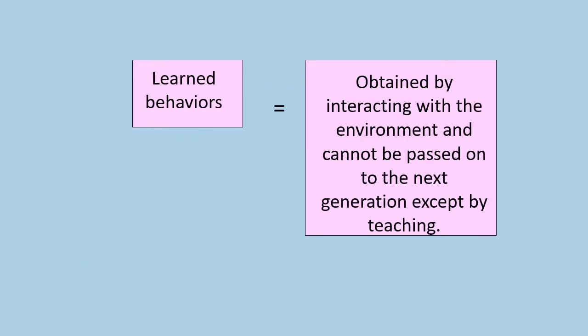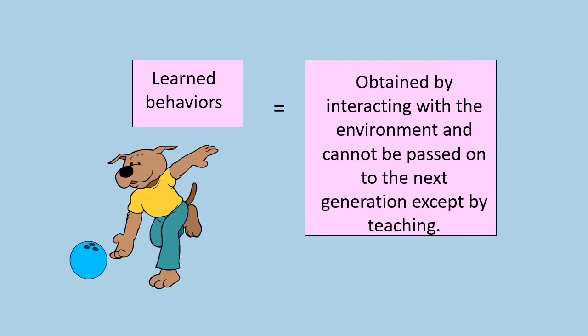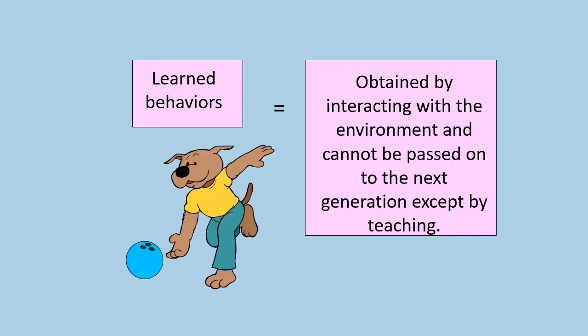The second type of behavioral adaptation is learned behavior. It is obtained by interacting with the environment and cannot be passed on to the next generation, except by teaching.